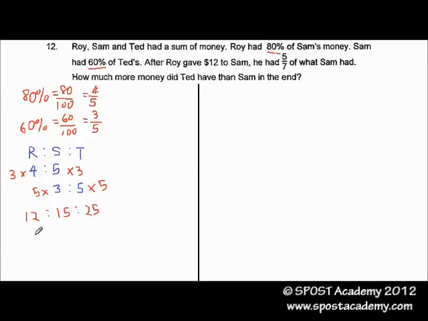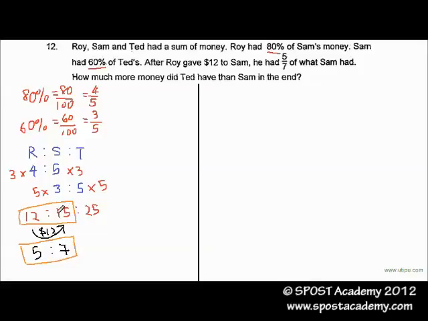Now the next sentence says that after Roy gave $12 to Sam, he had 5 over 7 of what Sam had. It means that Roy had 5 is to 7 of what Sam had. The $12 did not flow out between the two of them, meaning that the $12 was just transferred from Roy to Sam. In this case, it simply tells us that the total units for Roy and Sam before the transfer and after the transfer should be equal.